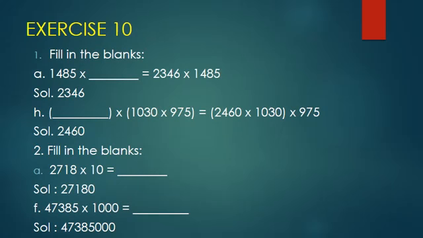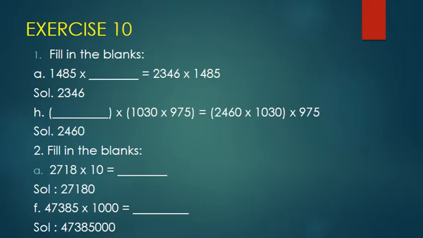Now children, we will start exercise 10. Question number 1 is fill in the blanks. So A1 is 1485 into dash is equal to 2346 into 1485. So children, according to the order property of multiplication, the answer will be 2346. You have to see that both sides will be equal.